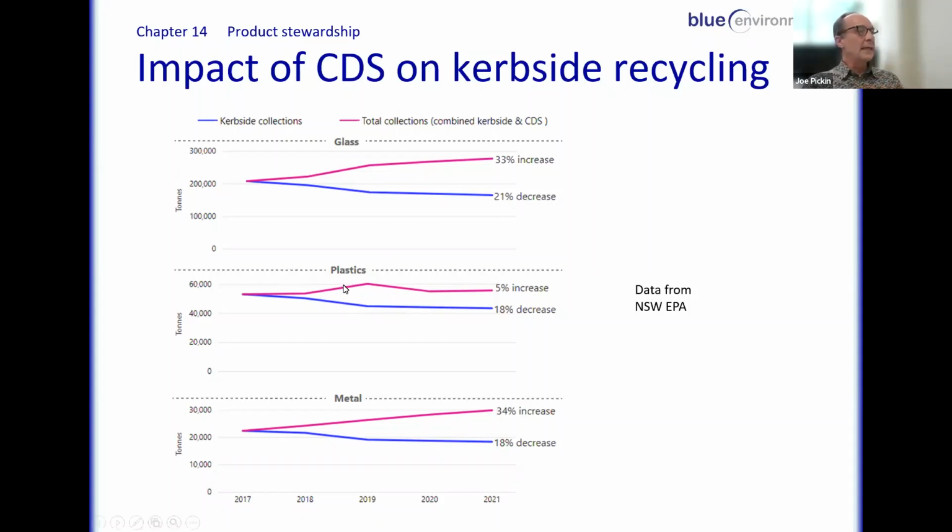So here is a trend showing total collections is the pink, and the curbside collections is the blue. This is New South Wales data, by the way. You can see that there's a decrease in curbside collections in each case, but there's an overall increase in recovery, and in the case of glass and metals, cans really mostly, a significant increase. So yeah, interesting story there showing the relativities and how, yes, you're stealing a bit from the bin, but you're getting more altogether.